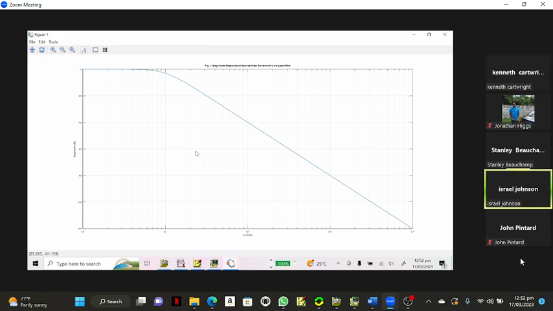Negative 40 degrees. No. Negative 40 what? Negative 40 what, Mr. Johnson? What did you say? I just say degrees. You measure magnitude in degrees, Mr. Johnson?